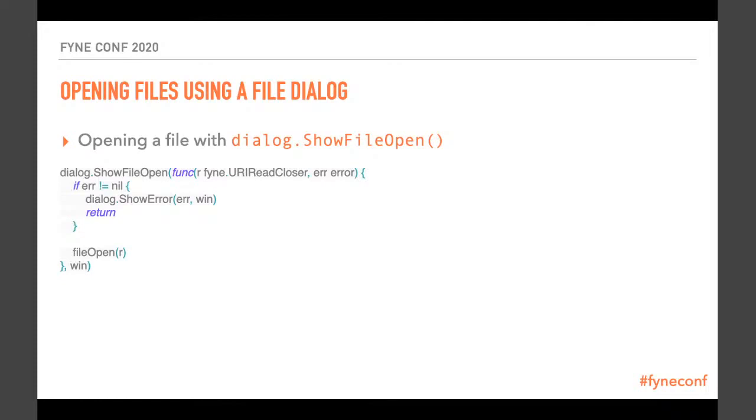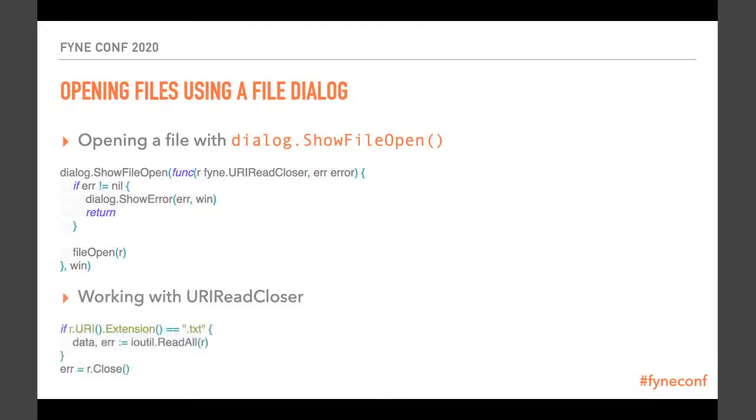This is, I think, a pretty straightforward way of asking for the user to choose a file, but the complications probably are in this read closer. Now, there are certain pieces of functionality available. A URI read closer is like a read closer in standard Go, which a file, an os.File, is also a read closer. But we are using URIs under the hood to uniquely identify a file or a data source.